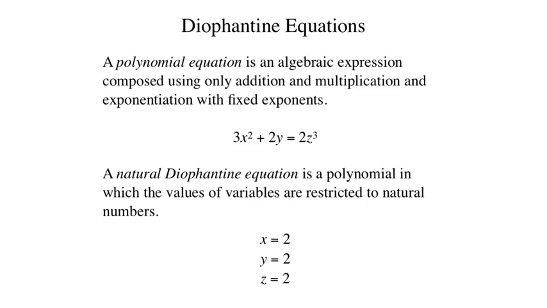Before we leave our discussion of Peano arithmetic, it's worthwhile to look at the concept of Diophantine equations. A polynomial equation is an algebraic expression composed using only addition, multiplication, and exponentiation with fixed exponents, that is numbers, not variables. For example, 3x squared plus 2y plus 2z cubed is a polynomial. A natural Diophantine equation is a polynomial equation in which the variables are restricted to the natural numbers. For example, the polynomial equation here is also a Diophantine equation and happens to have a solution in the natural numbers, namely x equals 2, y equals 2, and z equals 2.